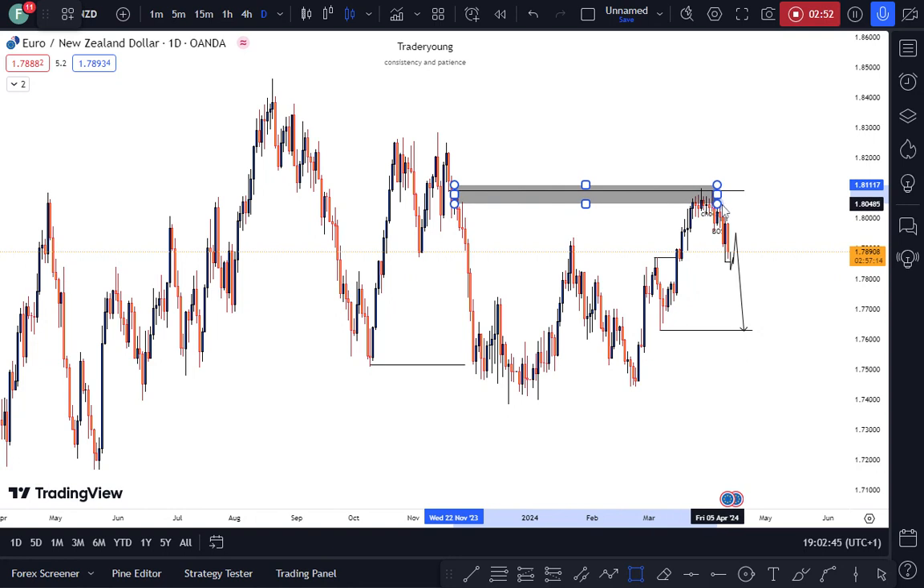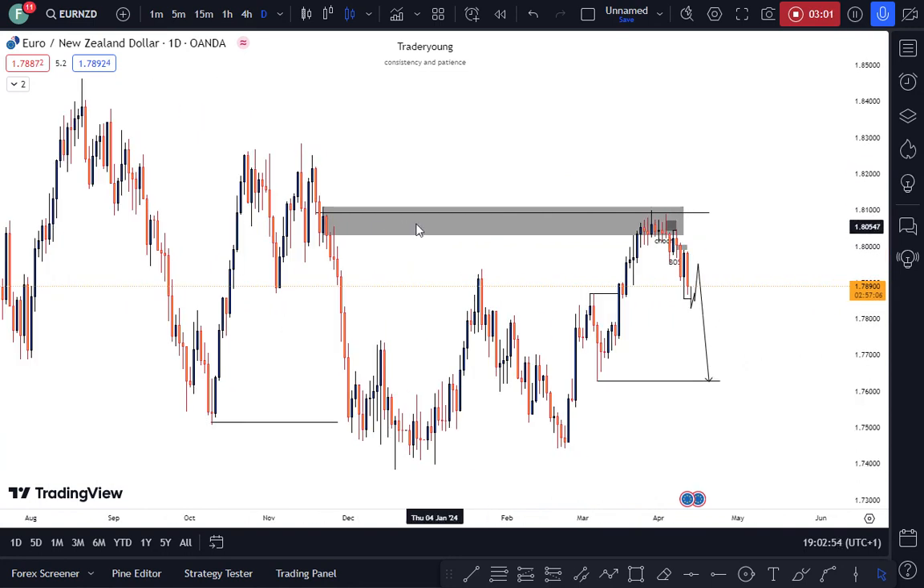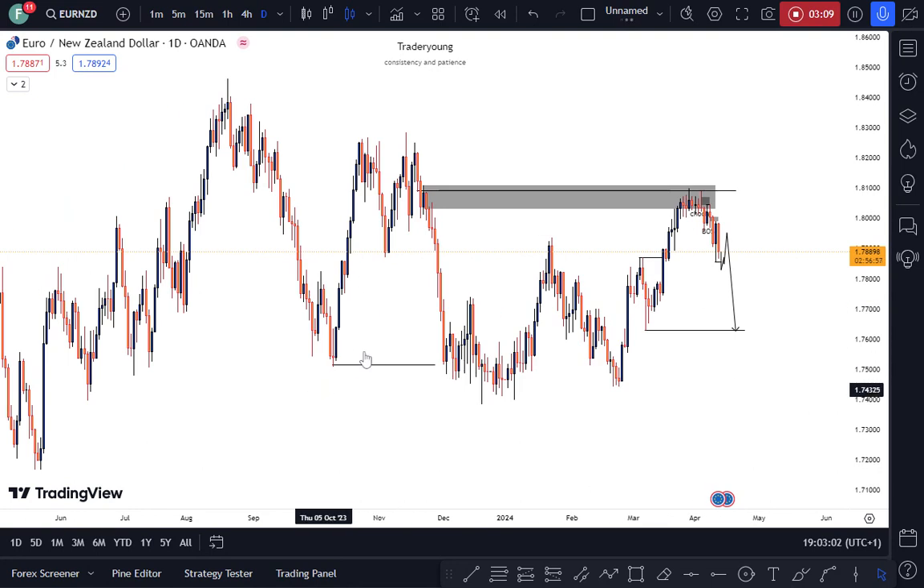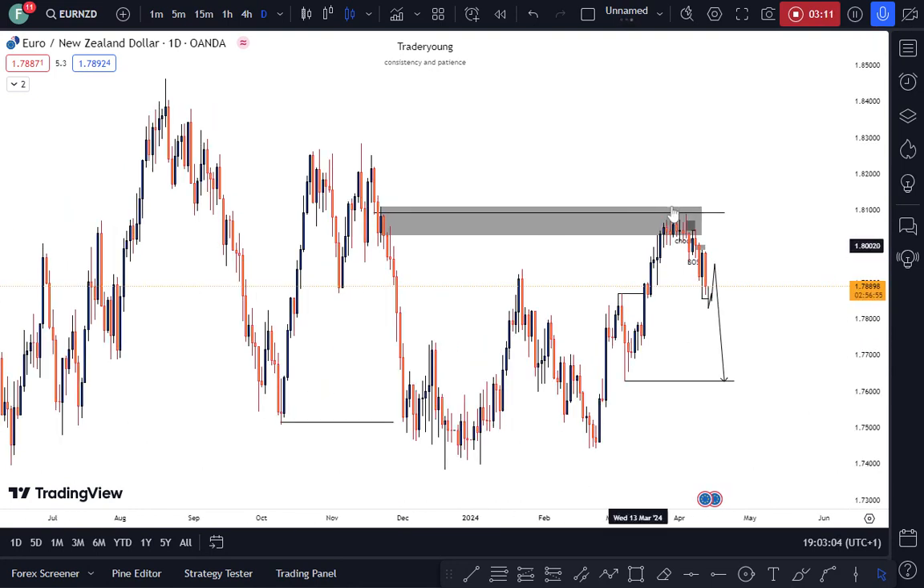You can either pick the higher one or the lower one. Any of them, they are both good points of interest, but I prefer this one because of the volume that came after it. So this is a change of character. Price came back into this point and reacted.